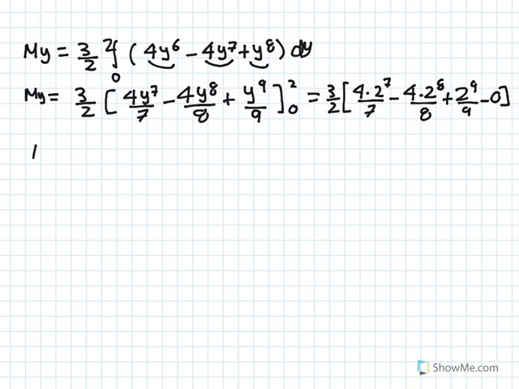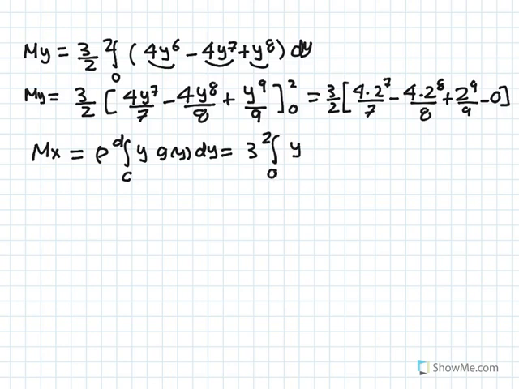Now let's look at the moment with respect to the x-axis. The moment with respect to the x-axis is density times the integral from y equals c to y equals d, y times g of y, dy. The density is 3 in this case. Integrate from y equals 0 to y equals 2, y times g of y, which is 2y cubed minus y to the 4th, dy. So the moment with respect to the x-axis is equal to 3 times, let's simplify the integrand, then we'll integrate term by term.